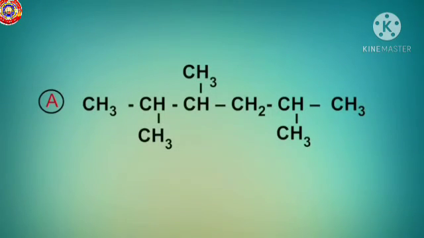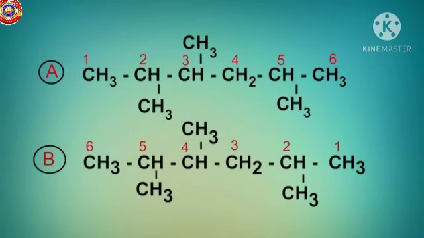Now consider the structure of another hydrocarbon. In this compound, the methyl radical comes 3 times. What is the number of carbon atoms in the main chain? Is it 6? Yes. Now shall we find the position number of these branches? Observe the numbering done from left to right and from right to left. What is the position number of the first branch in structure A? 2, isn't it? And what about in structure B?